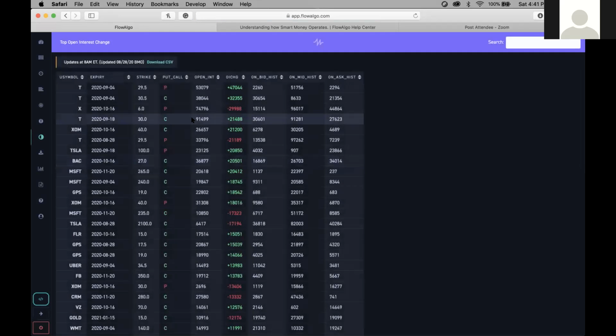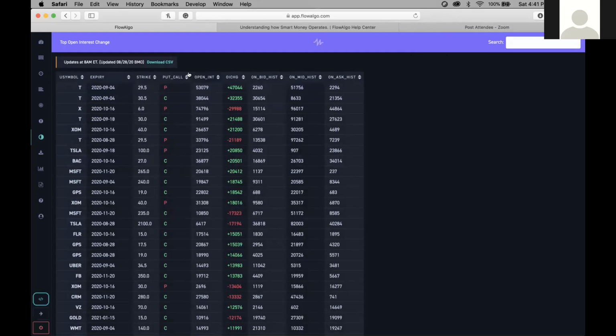Top open interest changes, same thing. There's not many good videos on it, but yeah, call to put ratios. Again, here, you're seeing what the top open interest changes are, so you can see who's coming in and out of what.